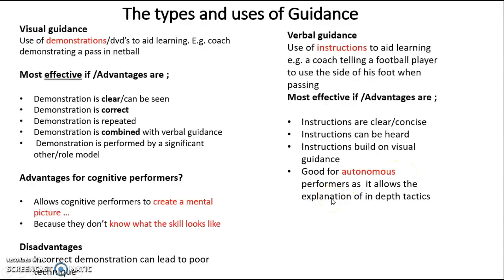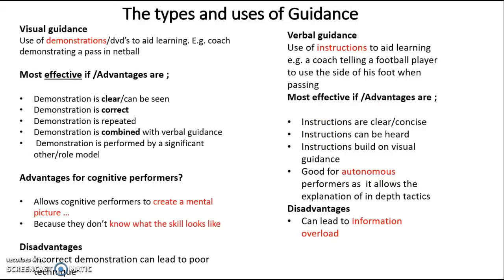So going on from there, let's have a look at disadvantages then. The disadvantages of giving instructions are that if you give too many instructions, it leads to something called information overload, where there's too much information coming in for performers or learners to process, particularly relevant to cognitive performers. There's a key criticism for them. Okay, so that's your visual and verbal guidance, demonstration and instructions, some key things here on what makes them most effective, and advantages and disadvantages.